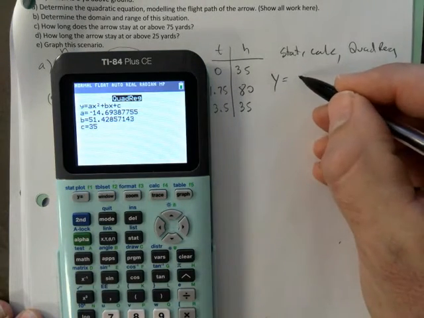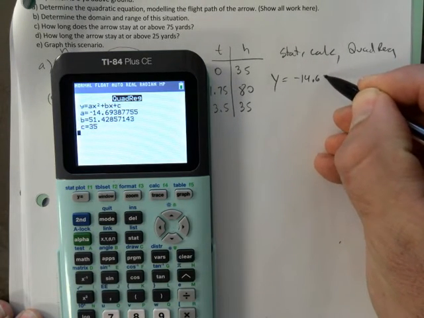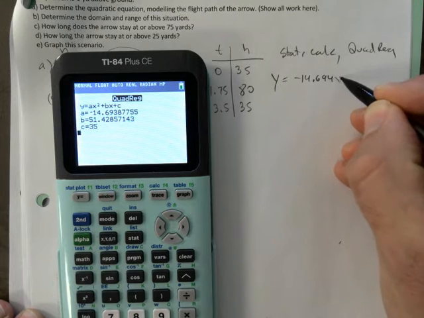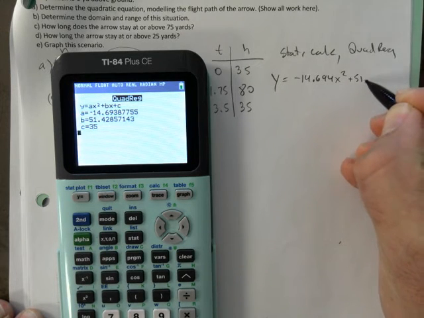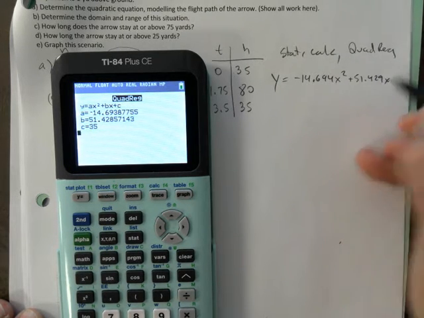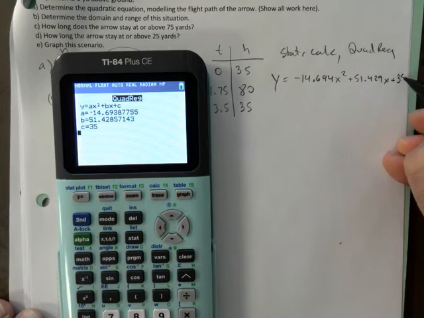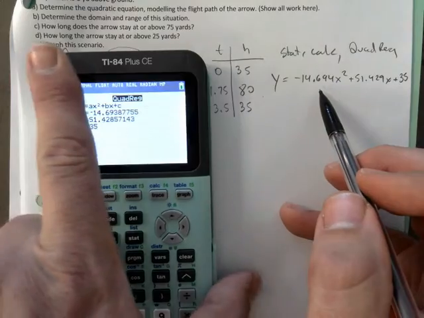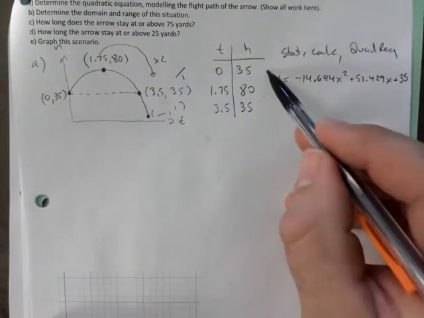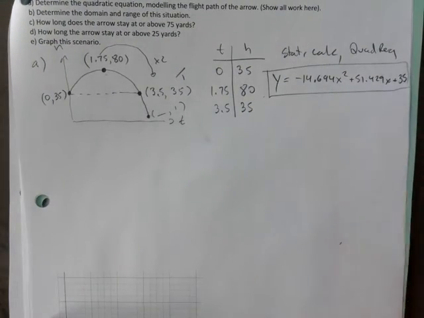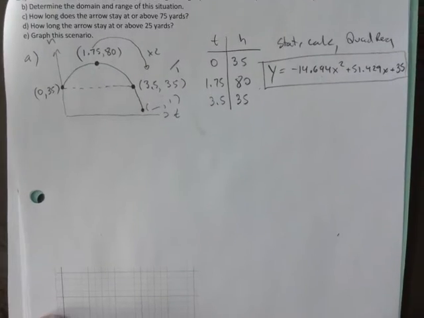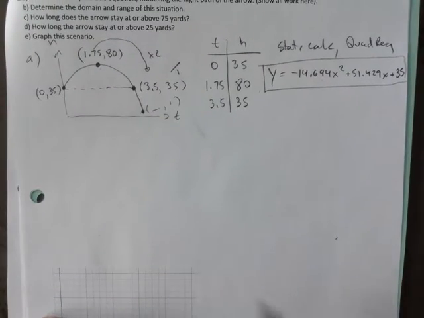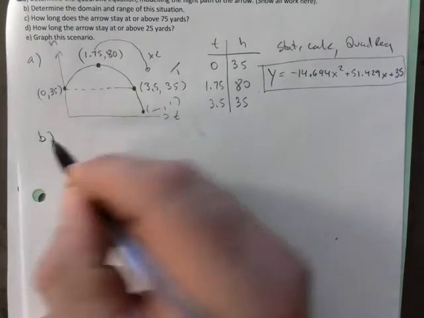So that is negative 14.694x squared plus 51.429x plus 35. Okay, that kind of makes sense, right? 2 decimals is minimum, 3 is up to you, but I usually do more just so I can check if you rounded correctly. So that's your actual equation now.